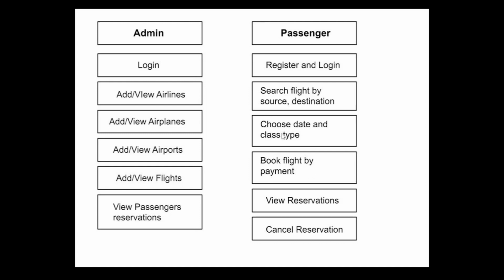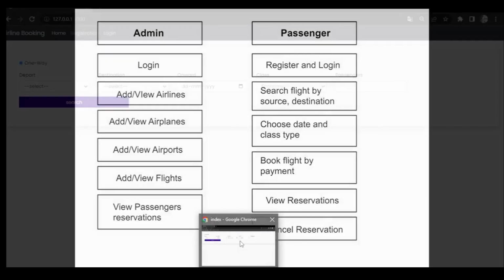After paying the relevant amount, the reservation will be confirmed. After the reservation is confirmed, admin can view the passengers' reservations in the view passenger reservation page. Passengers can also view the reservations they have made, and they can cancel the reservation before a certain period of time when the flight starts. So this is the flow. Let's look at the website.